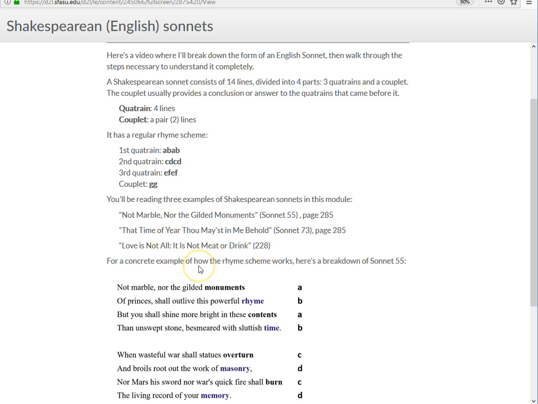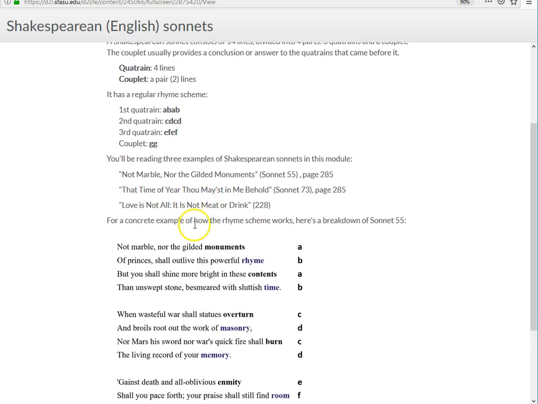So we're going to read 3 of these. The first one we'll go over in detail. That's Not Marble Nor the Gilded Monuments, Sonnet 55. Shakespeare, by the way, didn't really title his poems. He just gave them numbers, and so when we use the title, we're just assuming that the first line is the title. Next, That Time of Year Thou Mayst in Me Behold, Sonnet 73 by Shakespeare. And then a modern sonnet, Love Is Not All: It Is Not Meat or Drink by Edna St. Vincent Millay.